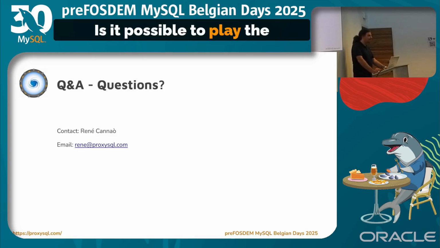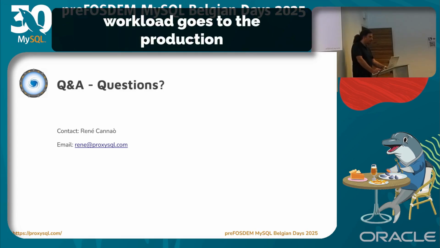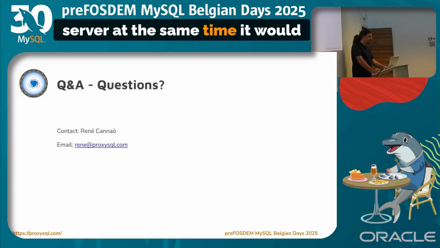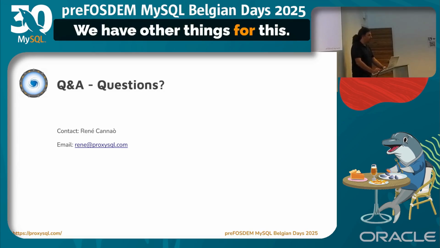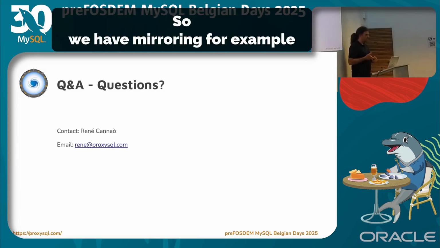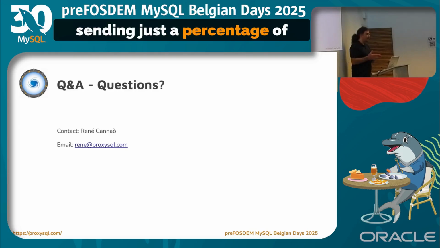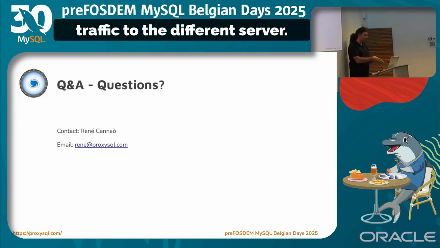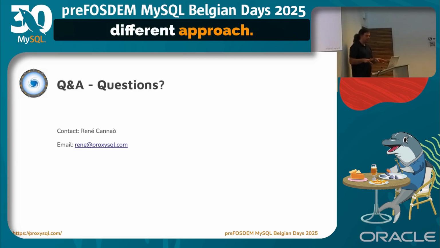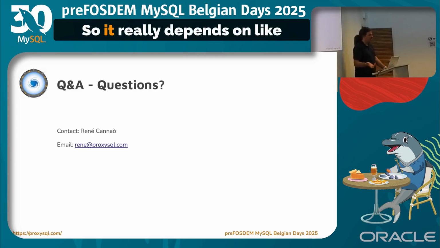Is it possible to replay the workload to other servers? So if you wanted to test production workload, obviously the production workload goes to the production server, but at the same time, it would go off to a test server. We have a lot of things for this. We have mirroring, for example, and we also have the ability of sending just a percentage of traffic to a different server. But those are two completely different approaches. So it really depends on the traffic.